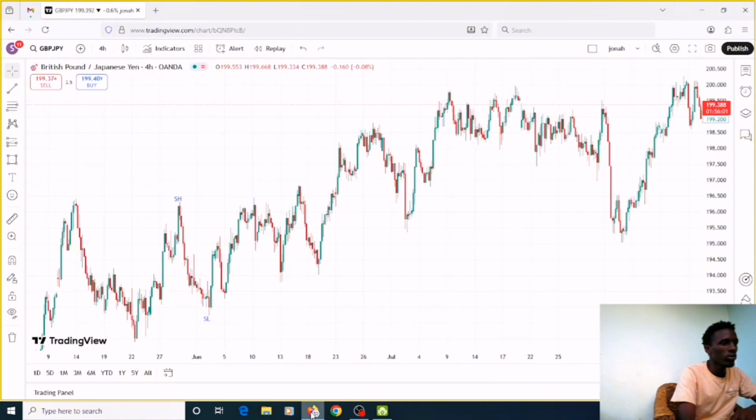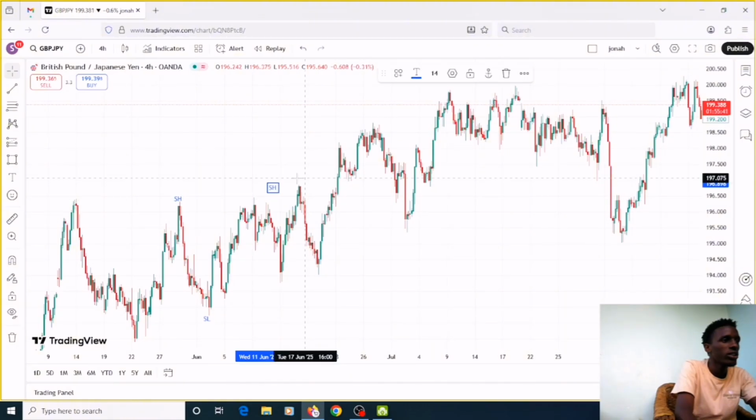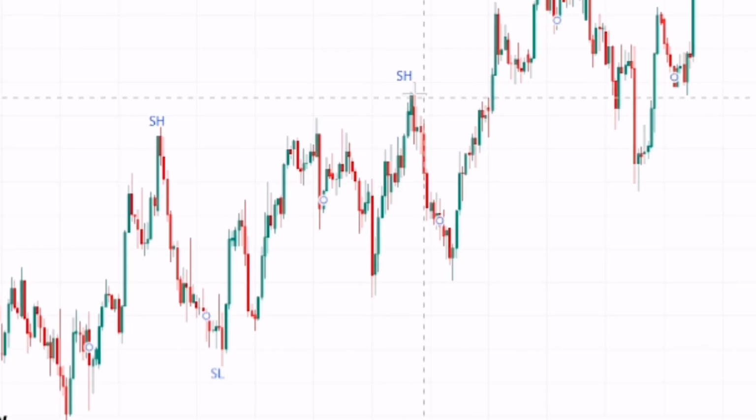Alright, so if this is our swing high and this is our swing low, I'm going to mark what I mean when I say swing highs and swing lows. Our next swing high is going to be this one right here. The reason I'm making this my next swing high is that this is not a valid swing high, because it has not broken above the most previous swing high that you have right here.